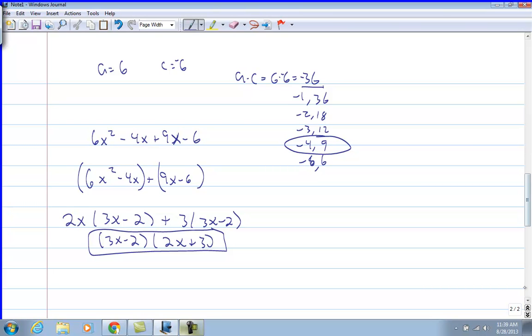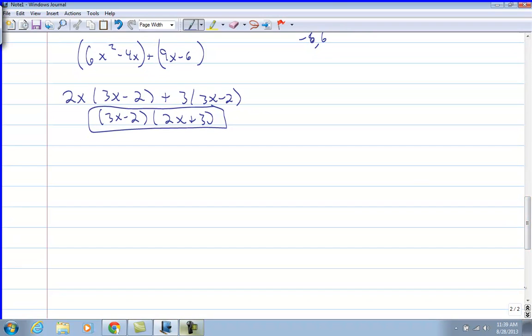Okay. I'd like to do one more if you guys will let me. Number 57. And I think it's from your homework. So it's 7a to the negative 1 minus 2a to the negative 3 times b. One way to view this is, okay, this is 7 over a minus 2b over a cubed.